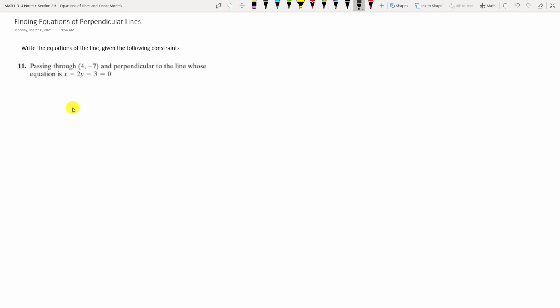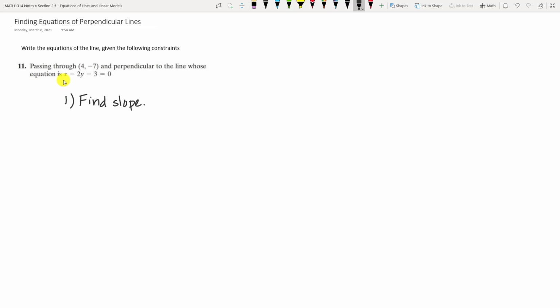Okay, so for this problem here, we want to find the equation of a line that passes through (4, -7), and it's perpendicular to the line whose equation is this thing here. As with all these problems, step number one is to find the slope of the line that we're trying to create here.